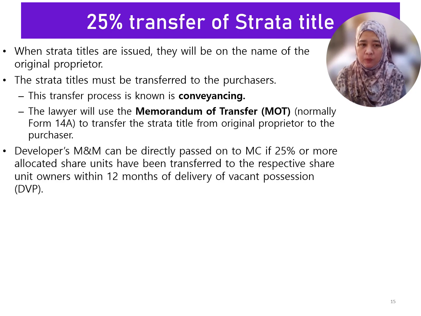to the purchaser. Now, the developer's M&M can be directly passed on to MC if 25% or more allocated share units have been transferred to the respective share unit owners. Masa nak beli kan ada schedule of parcels kan, kita boleh refer. The purchasers can refer to the schedule of parcels to see the share units allocated on their parcel.